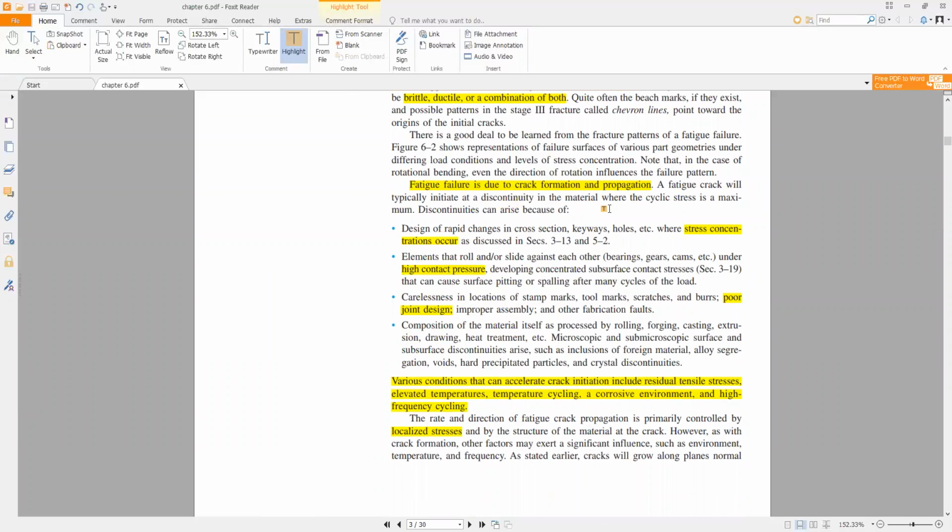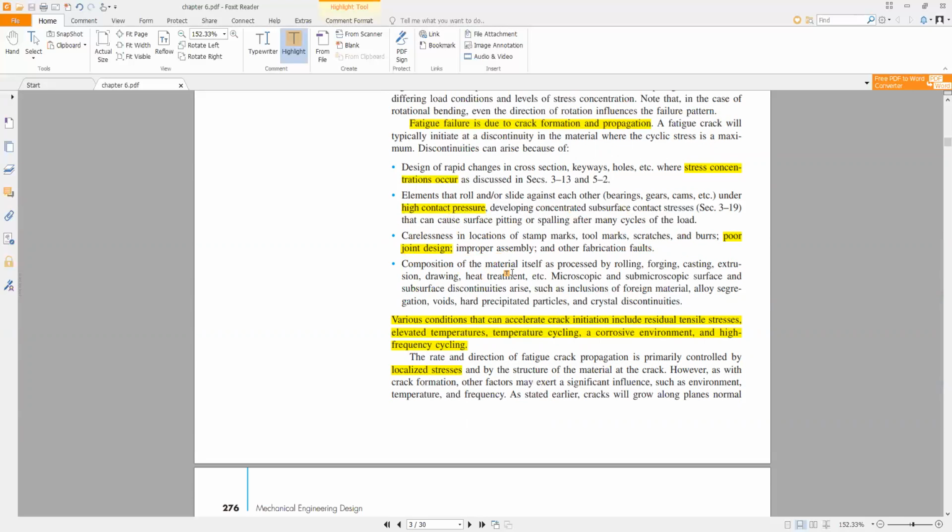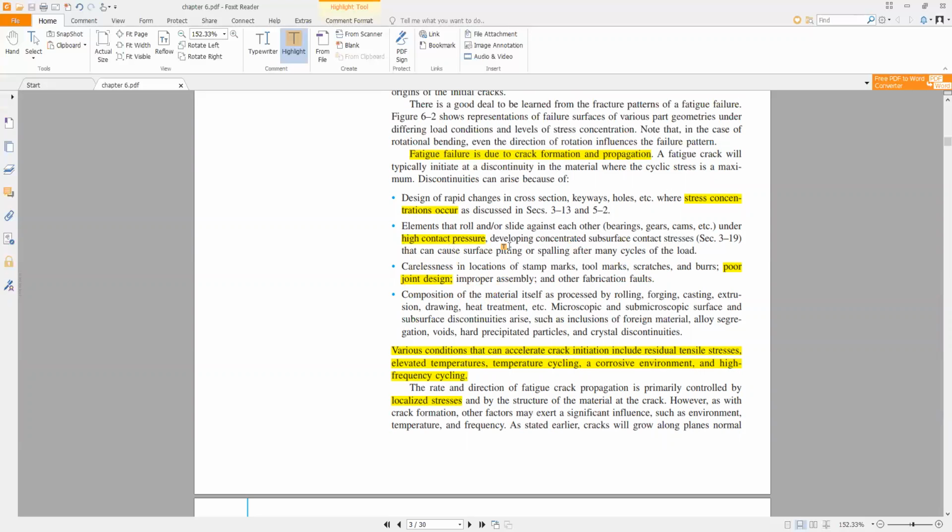Now, when does it happen? When designing the part, with holes and keyways, you can find a rapid change in the cross section, and stress concentration happens. Second, high contact pressure. When you make the part with high contact pressure, even though it is less than the yield strength, fatigue can also happen, and quite frequently. Another one is poor design of the joint. A poorly designed joint can also frequently cause fatigue failure.